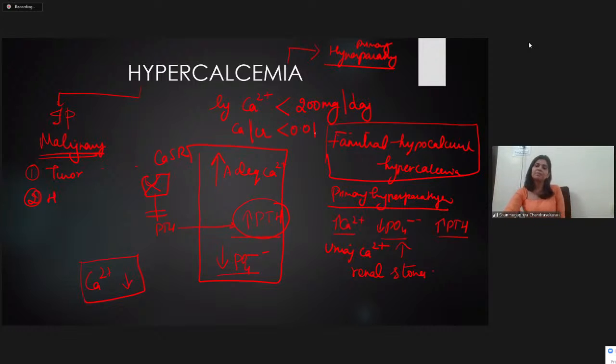If it's less, it's familial hypocalciuric hypercalcemia, which is caused by a defect of calcium sensing receptor. Okay. So apart from these two causes, asymptomatic most common cause is hyperparathyroidism, symptomatic most common cause is malignancy. And apart from this, there are many other conditions wherein hypercalcemia can be observed.